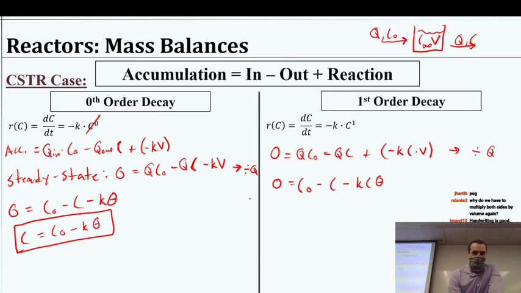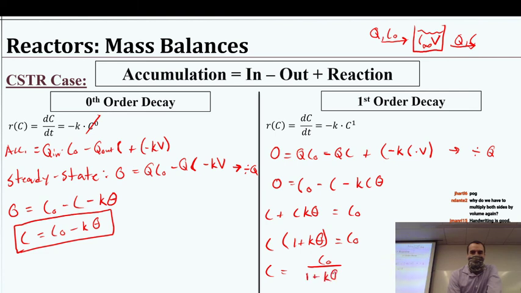But assuming we're going to solve for C here, we have to do a little bit of separation. We can get the two C's on one side: C plus CKθ equals C naught. Just adding them to both sides, we can pull out the C and have C times (1 plus Kθ) equals C naught, and then divide both sides by 1 plus Kθ. So C equals C naught over 1 plus Kθ.